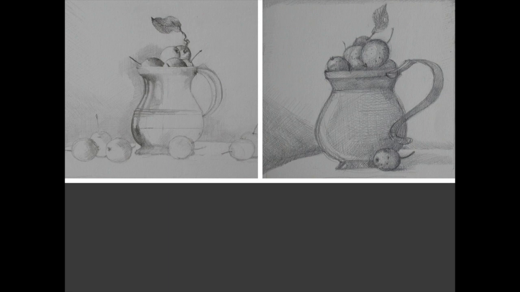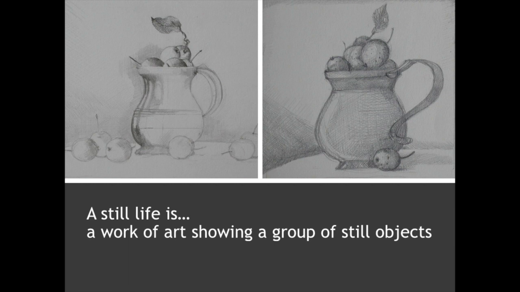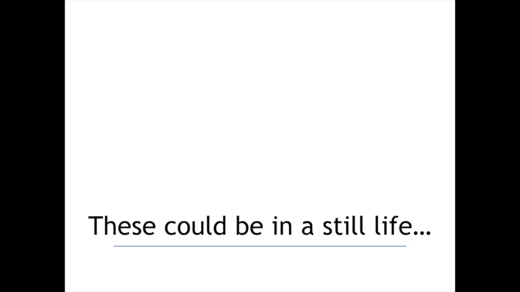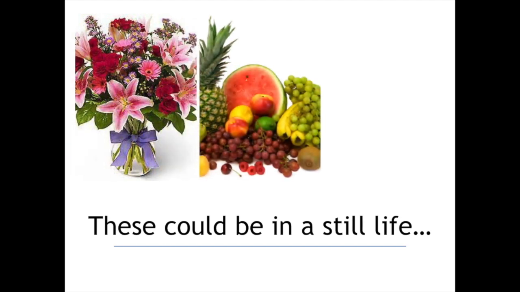So what is a still life? Quite simply, a still life is a work of art showing a group of still objects. So you're probably thinking, golly, what's in a still life? Well, these are some things that could be in a still life. You could have flowers. Lots of still life artwork has flowers in it. You could have fruit or food. Again, we see a lot of this showing up in still life paintings around the world.